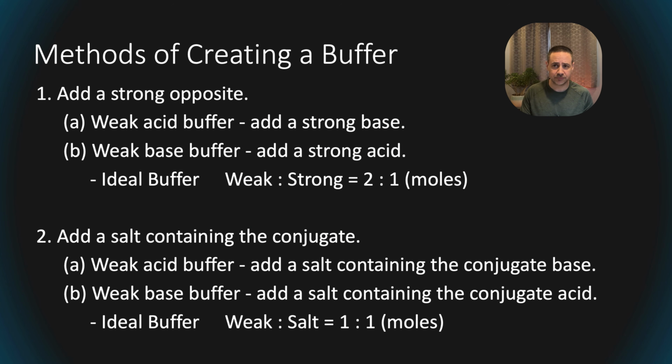Here they are, the methods of creating a buffer, just to review. When you've got a weak acid or base, if you're adding the strong opposite, you're converting it over. So you need half as much to create that ideal buffer. If you're adding the conjugate salt into solution, you're not changing it. You're just adding in the same amount to make an ideal buffer. Make sure you're familiar with these. And notice the example questions that I ran through, they didn't have any heavy calculations. A lot of them relied on a set ratio to make sure that it was easy to sort through and figure out what you needed.